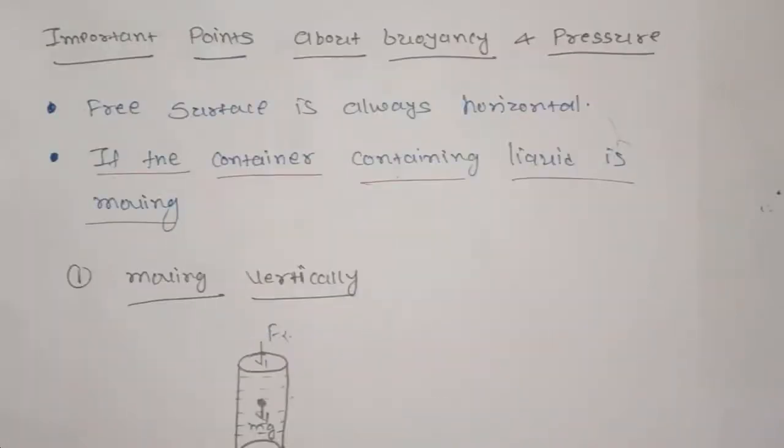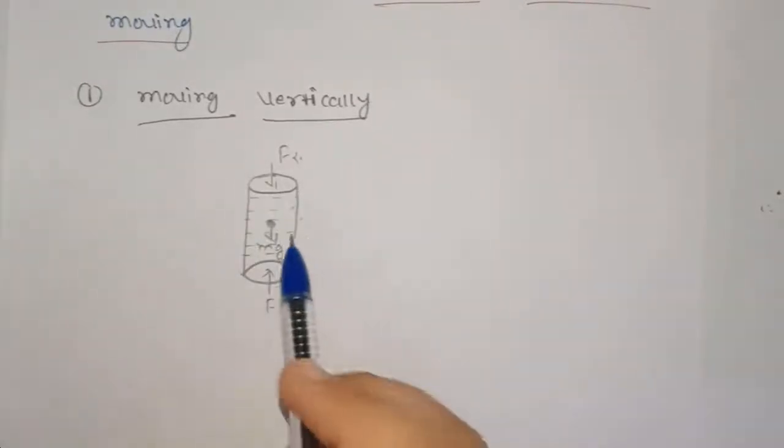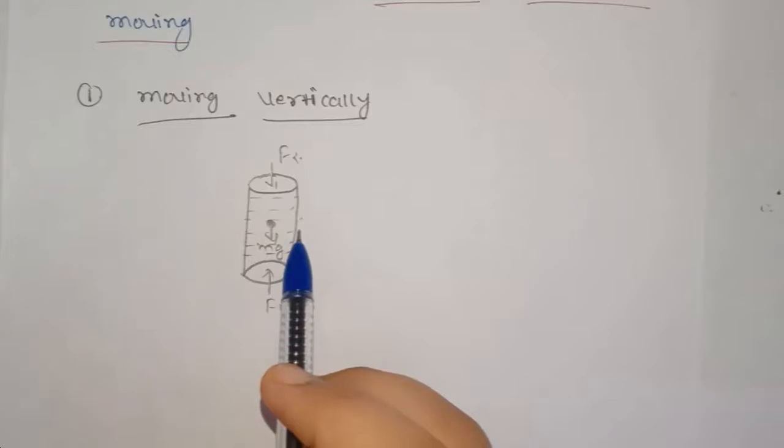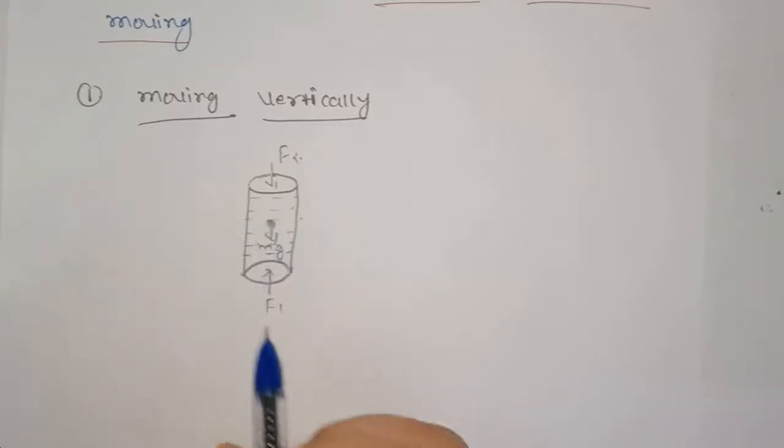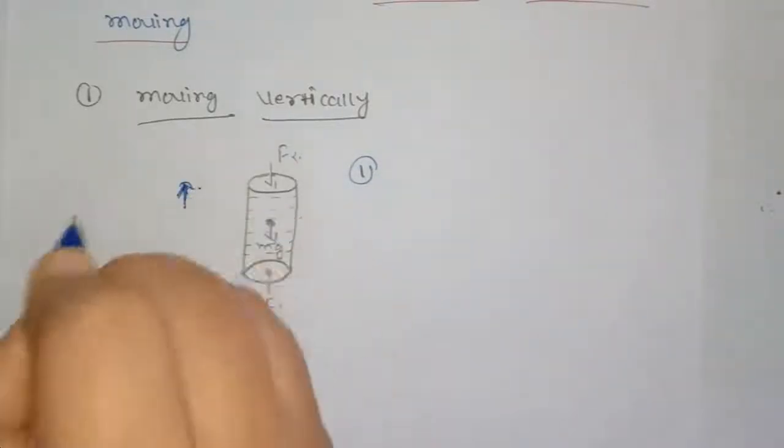Now let us see some important points about buoyancy and pressure. For the liquid, free surface is always horizontal. And let us see the other cases when the container containing liquid is moving. The first case in which it is moving vertically. Let's say this is a container which is moving vertically upward with acceleration a1.